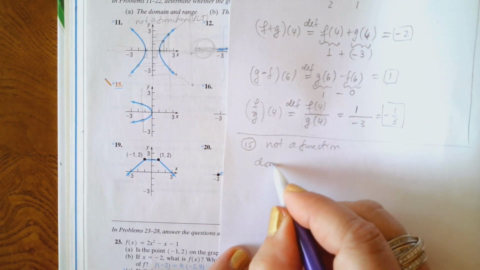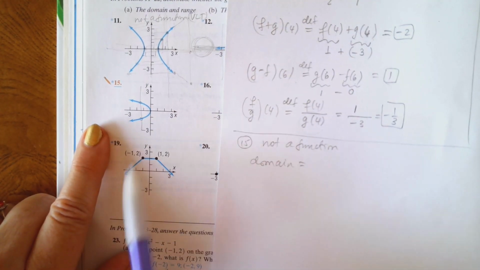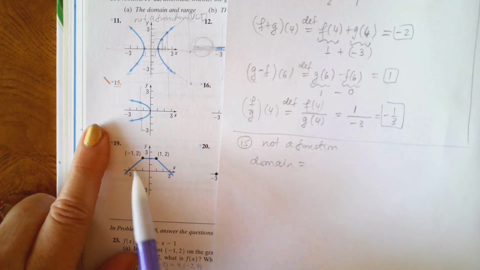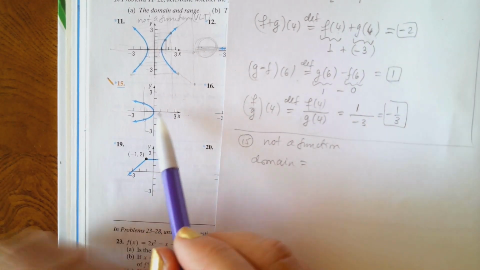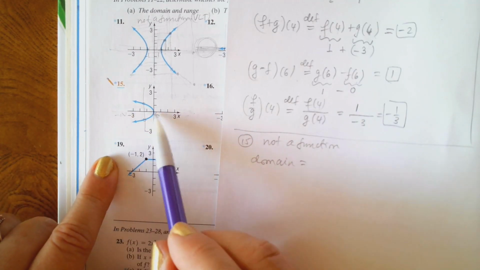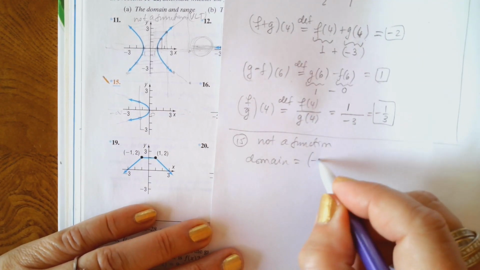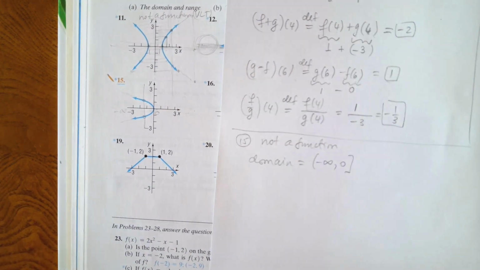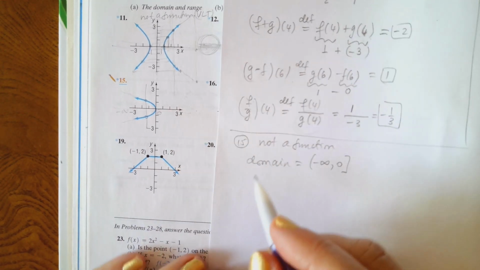So how about the domain? Basically I look at the portion of the x-axis where there is a graph. There is no graph between 0 and plus infinity. There is a graph only between minus infinity and 0, because I have arrows here, right? So I have minus infinity all the way to 0, including 0, because I have this point of x coordinate 0 on the graph.